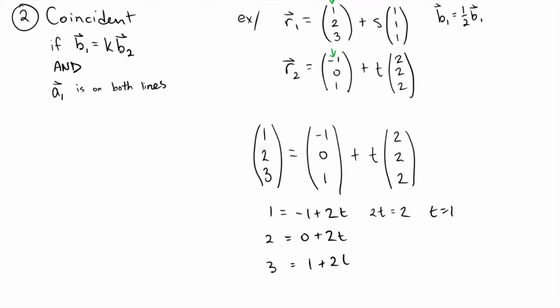For my x component, I get that the parameter t is equal to 1. The same is true for my y component, and it's also equal to 1 for my z component. So because I get the same value of t for all 3 of those components, I know that the point (1, 2, 3) is on that second line, and if it's on both lines, that means I'm actually looking at the same line. It's going in the same direction, it's passing through the same point, therefore it must be the exact same line. So they are coincident lines. That's 2 equations for the same 3-dimensional line.